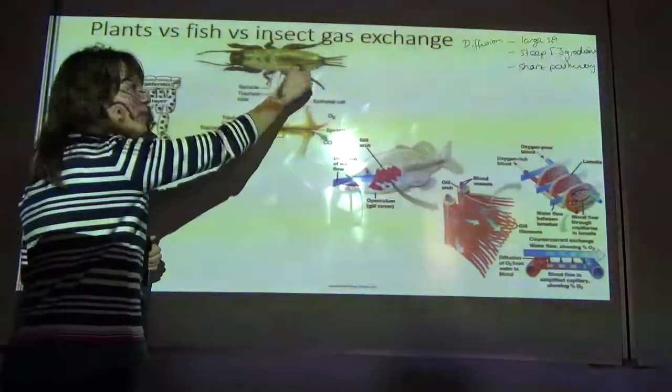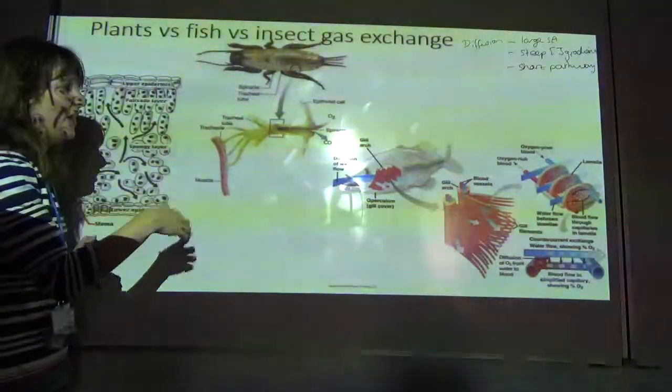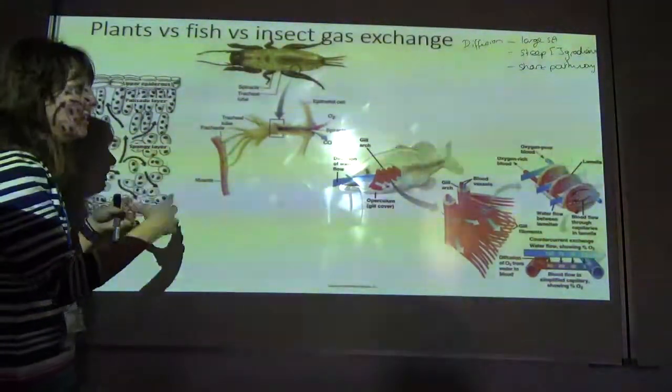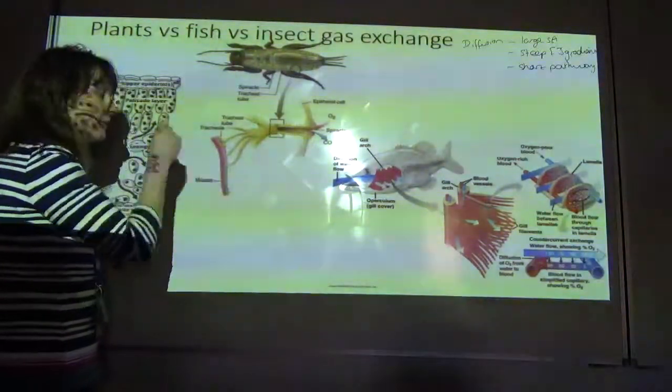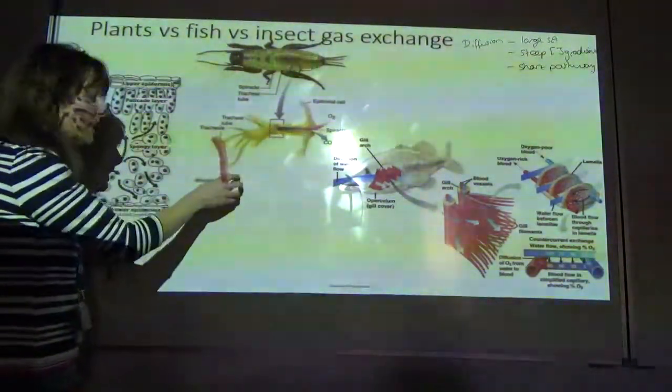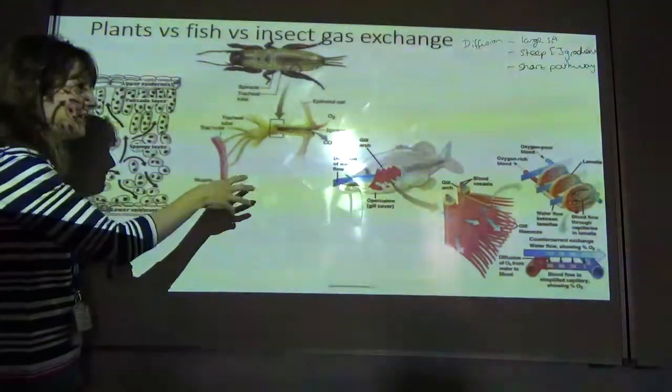So there's lots and lots of openings, lots and lots of tracheae, lots and lots of tracheoles, and that helps to increase the surface area for the transport of gases because there's many, many tracheoles accessing all the different cells. So each cell is very, very close to the ending of a tracheole, so that's a big surface area.